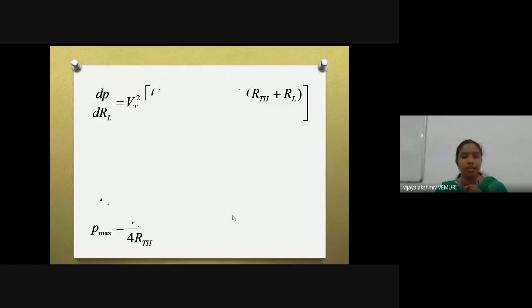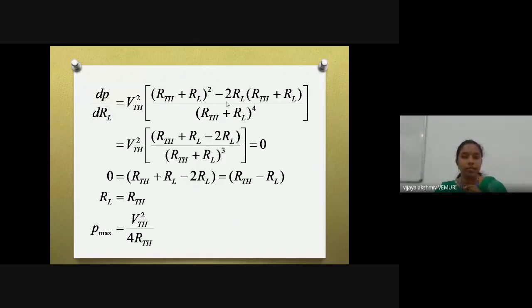VDU minus UDV divided by V square. Already this is RTH plus RL whole square. If it is again squared, you will be getting power 4. So if you simplify this equation after applying the U by V formula and equating it to 0, you will get a condition that RL is equal to RTH. That means the maximum power will be transferred when load resistance is equal to the source resistance.